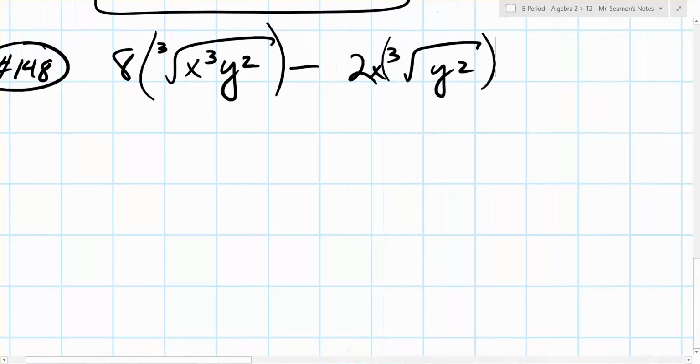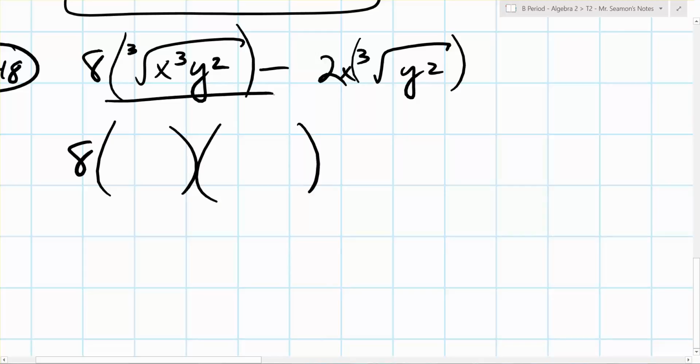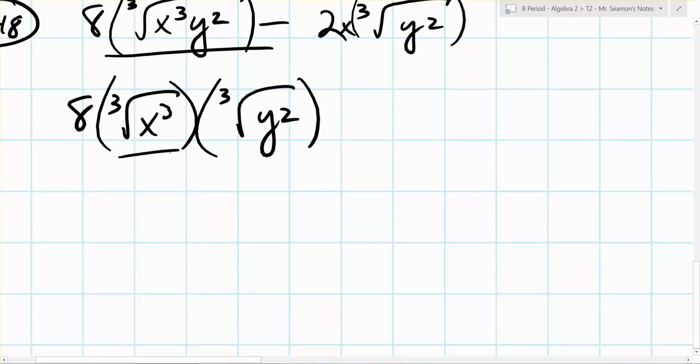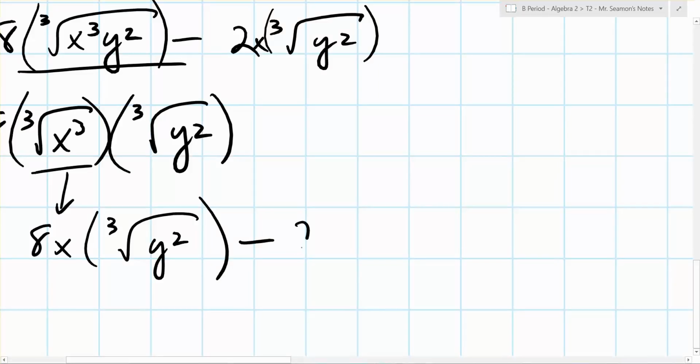Okay, so we need to simplify. Can we just subtract them right now? We can't because it's not the same thing under the cube root, right? But how can we simplify this thing over? We can break this into the product of two things. What can we break it into the product of? Cube root of x cubed and the cube root of y squared. What's the cube root of x to the 3rd? It's just x. So that's 8x times the cube root of y squared minus 2x times the cube root of y squared.